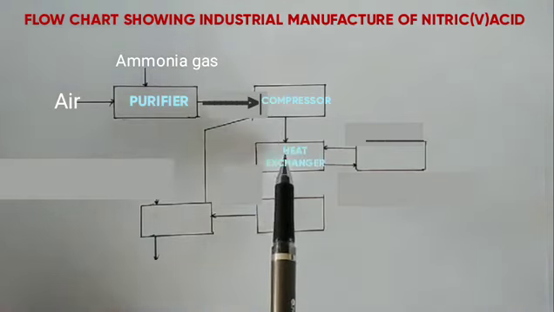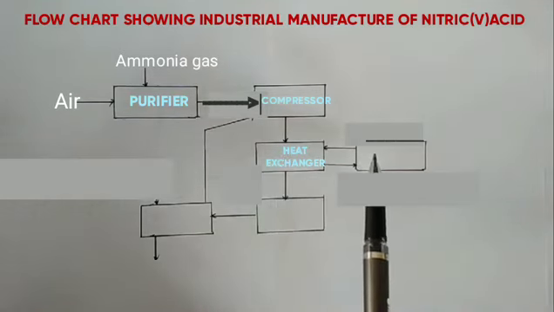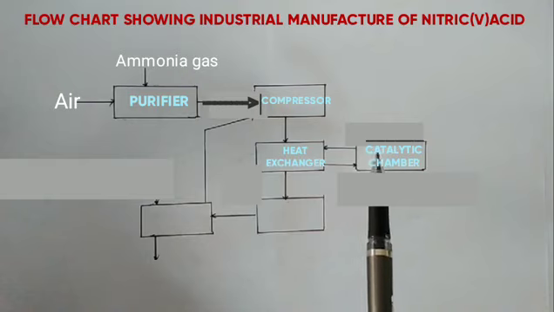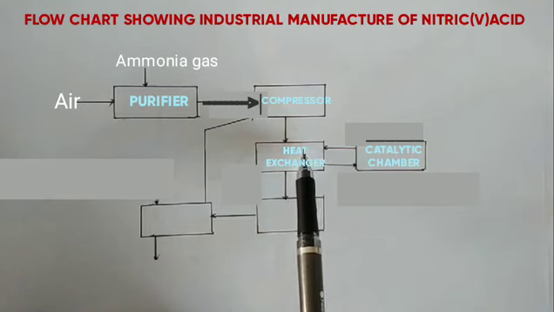and then the heat exchanger where they are preheated to a temperature of about 230 degrees Celsius, to attain a suitable reaction temperature, then pumped to the catalytic chamber where it is further heated to 900 degrees Celsius and passed over platinum-rhodium, where nitrogen 2 oxide and water are formed. The nitrogen 2 oxide is pumped back to the heat exchanger for cooling.